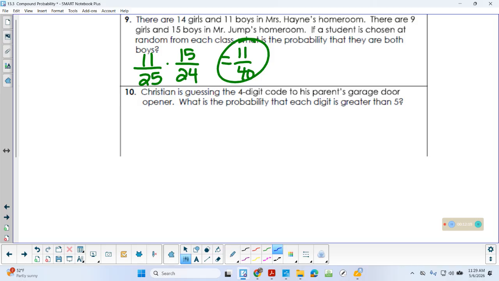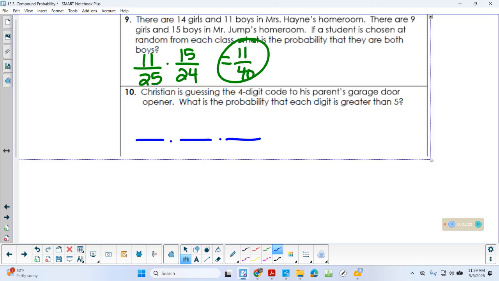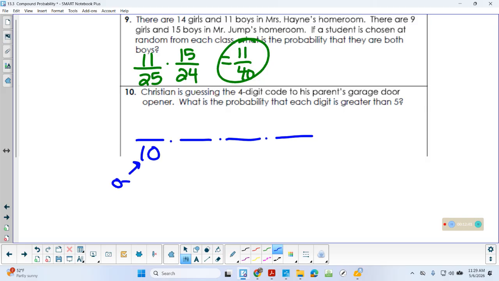Well, okay, 4-digit code. So I already know I'm going to have 4 fractions here. So I'm just going to set them up. Now, let's first talk about our total outcomes. How many total digits are there to pick from? We've seen this before, 0 through 9. How many numbers are 0 through 9? 10. And just if you're like, where did we get that? 0 through 9. Okay, so I'm going to put 10 for all the bottoms.